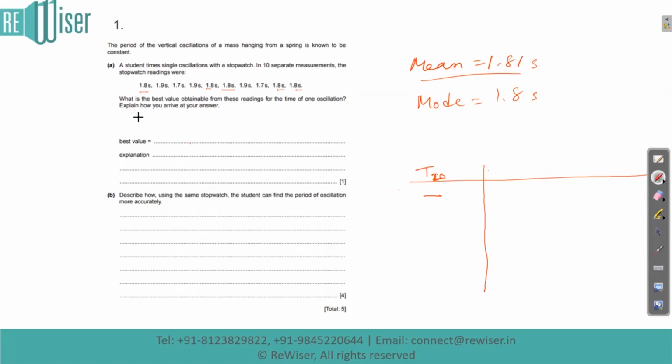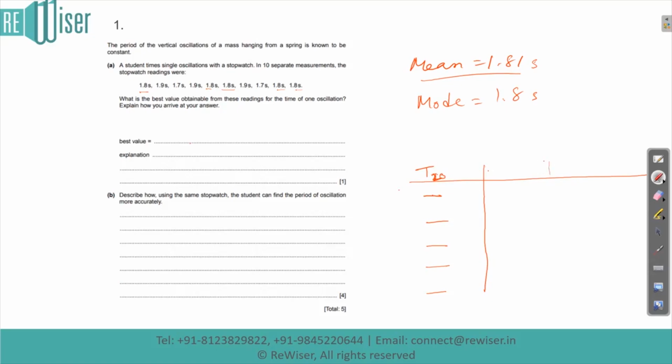You will start the stopwatch when the oscillation is starting. After 20 oscillations, you'll immediately switch the timer off and note down the reading. Again, you repeat the experiment for 20 oscillations, note down another reading, another reading, like this 5 times. You write down the time for 20 oscillations.